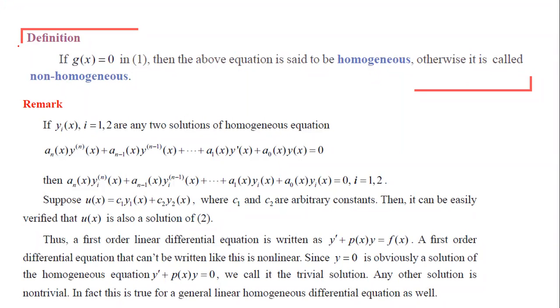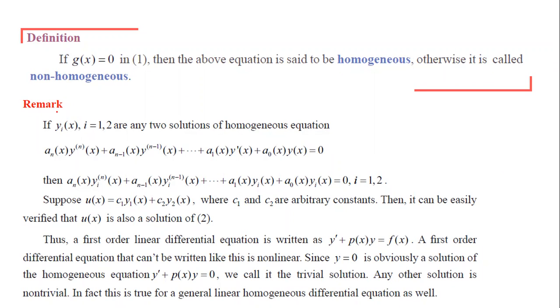Okay, the continuation of the class. Definition: if g of x equals 0 in equation 1, then the above equation is said to be homogeneous. In the case of f of D into y equals g of x, if g of x is 0, then it is homogeneous, otherwise it is called a non-homogeneous equation. See the difference between the linear, non-linear, homogeneous, and non-homogeneous equation.